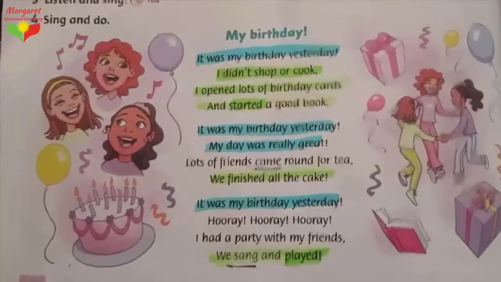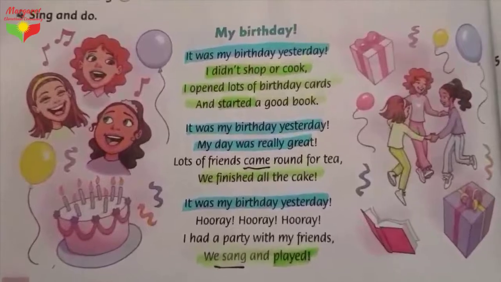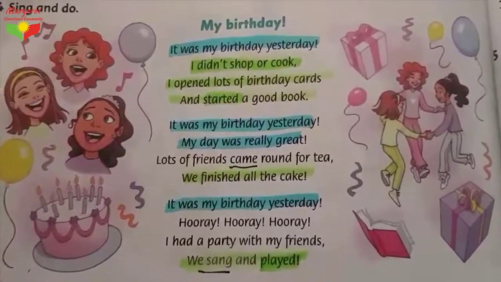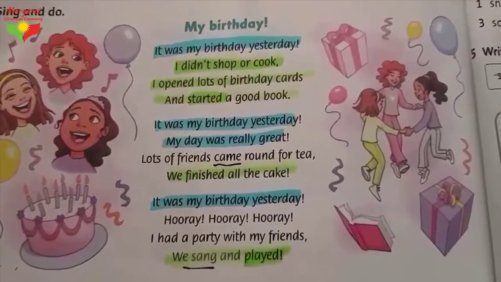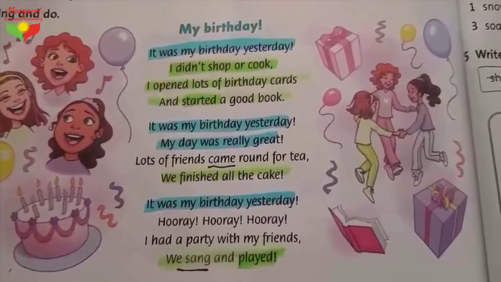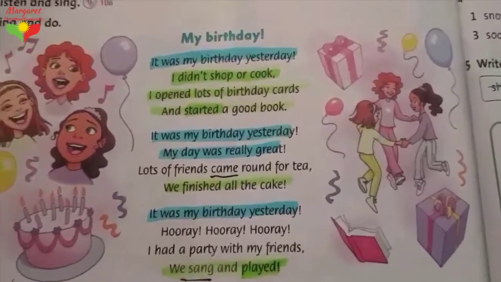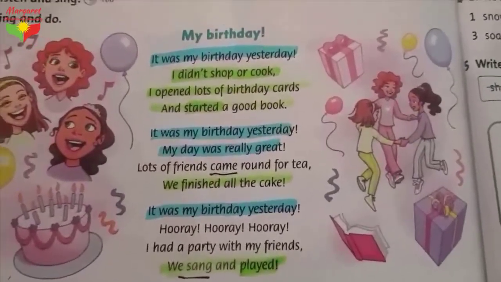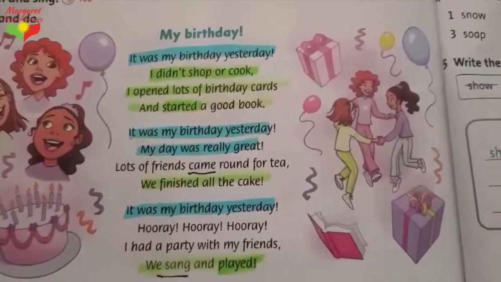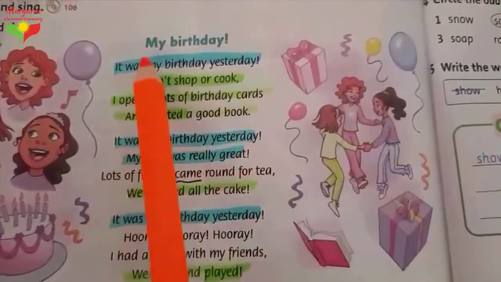So now, dear students, please pay attention, because I would like to read and explain the song for you, and it will be like a quick review of our previous lesson at the same time. Do you remember we previously learned about past simple with the irregular verbs? Do you remember? So now, let me read it for you. This is the song, and the title is My Birthday.